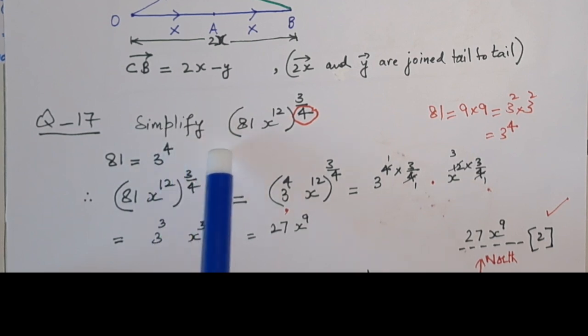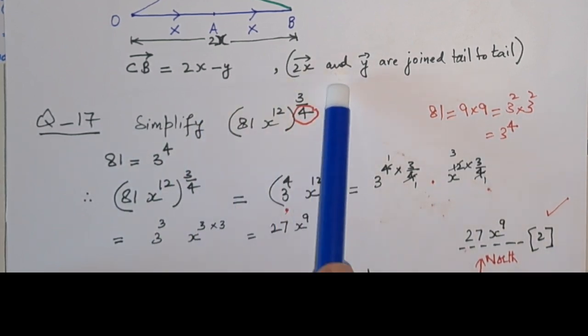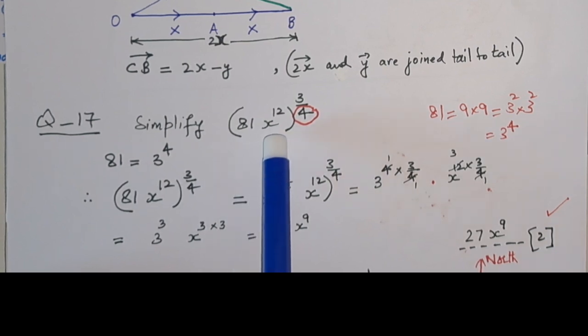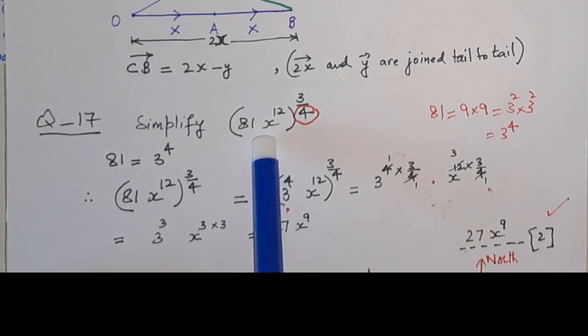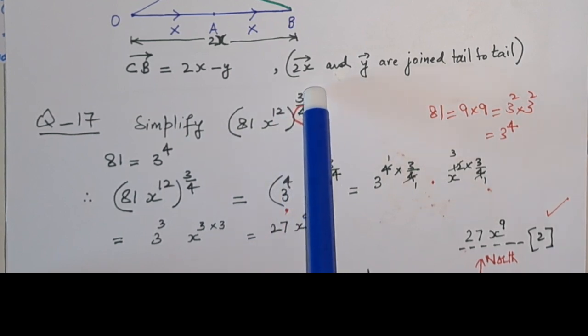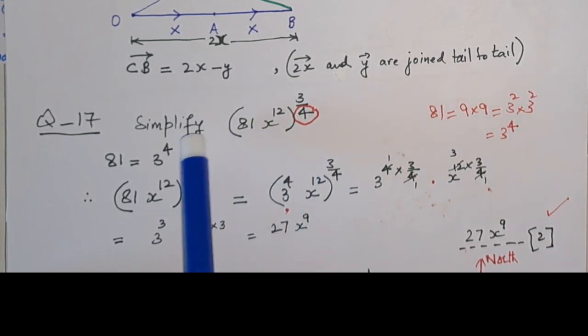Question number 17. Simplify. This is a question of indices. The question is 81 multiplied by x power 12, whole in bracket, raised to 3/4, and we have to simplify.